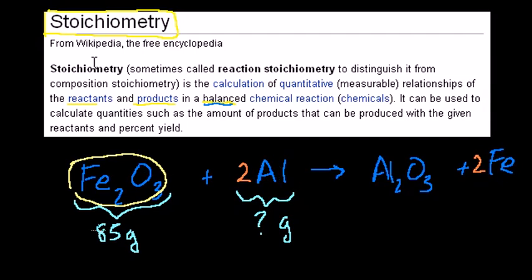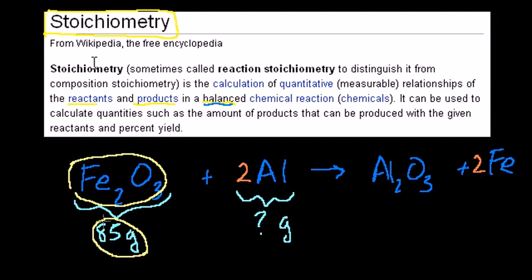So what we need to do is figure out how many moles of this molecule there are in 85 grams. And then we need to have twice as many moles of aluminum, because for every mole of the iron(III) oxide, we have 2 moles of aluminum. We're just looking at the coefficients, the numbers. 1 molecule of iron(III) oxide combines with 2 molecules of aluminum to make this reaction happen.